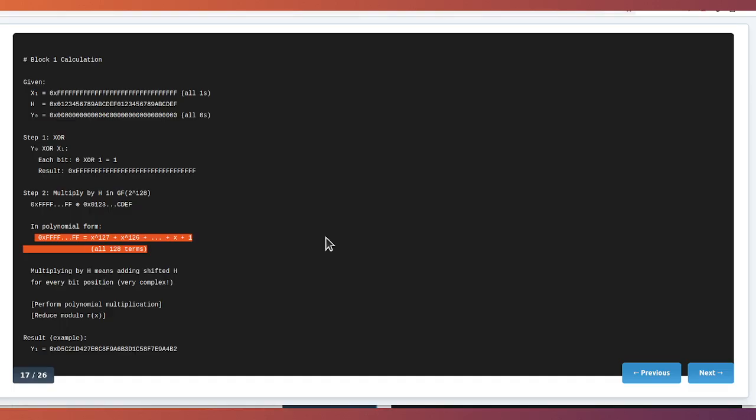Multiplying by h means we are adding shifted versions of h for every bit position. The calculation involves polynomial multiplication, generating up to 256-bit intermediate results, followed by repeated reductions using the irreducible polynomial. The final result after all reductions might be something like y1, equal to the hexadecimal value beginning with 0xd5 and ending with 4b2. This is our accumulator value after processing the first block.